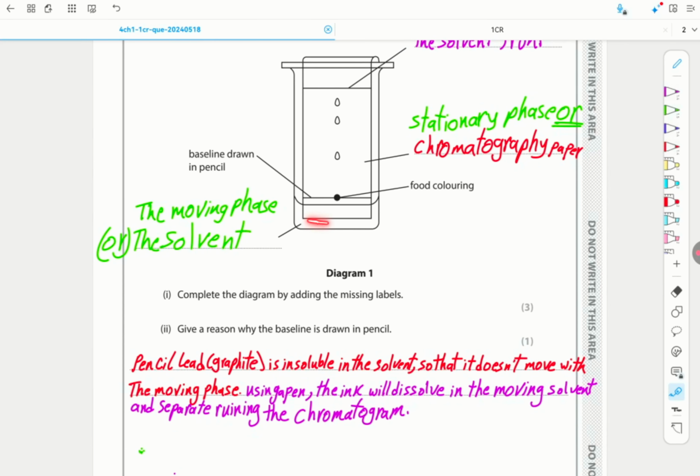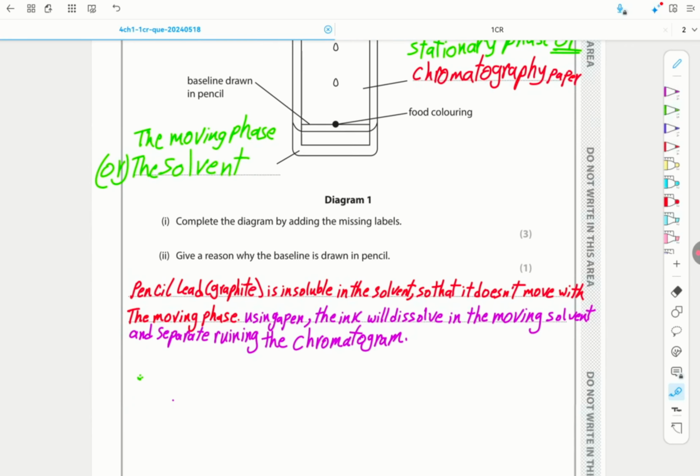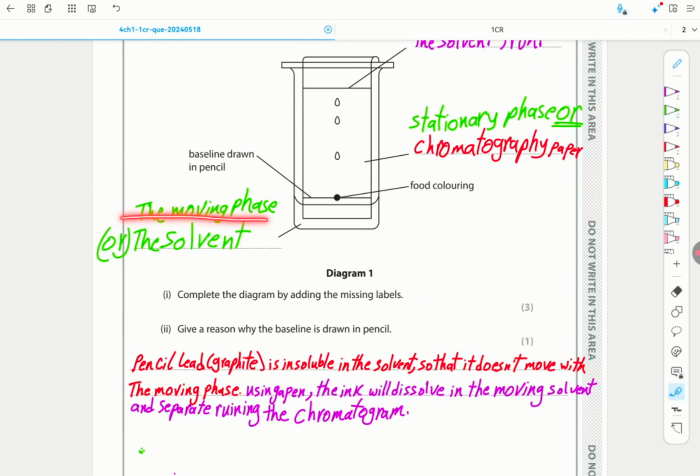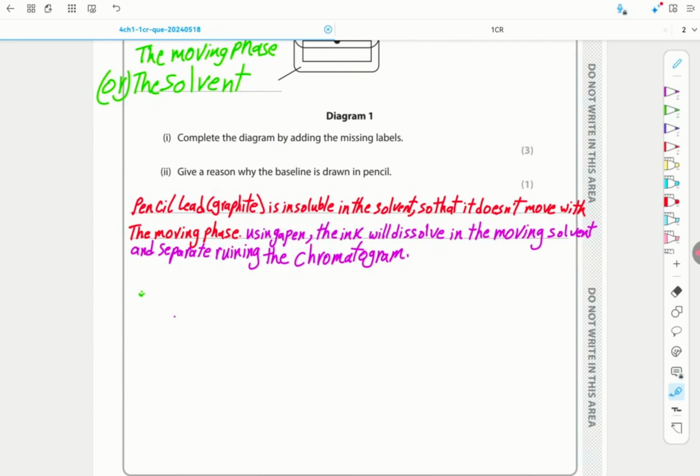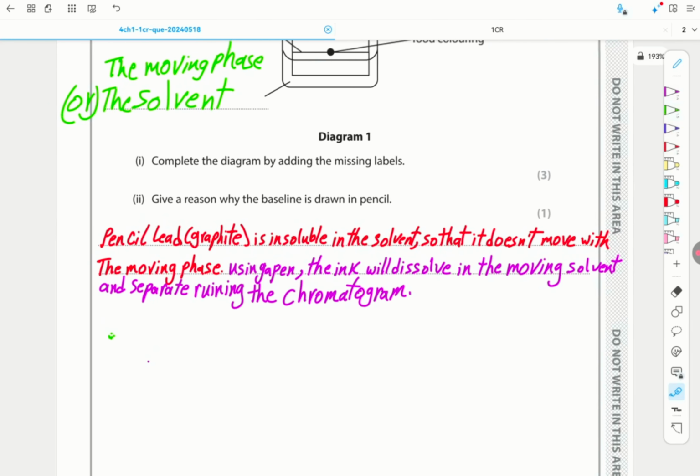Here we have the solvent. I guess this is the solvent because we have here the sides of the liquid, which is the solvent, or we call it the moving phase. And the question: complete the diagram by adding the missing labels. We added them. Question number 2: give a reason why the baseline is drawn using a pencil.